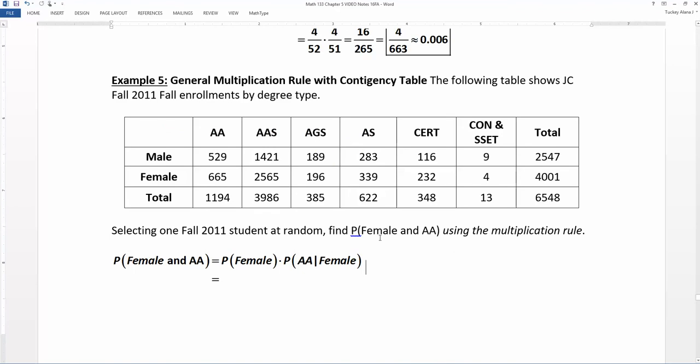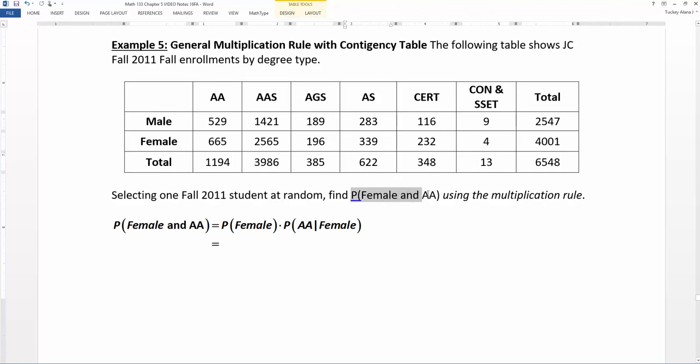Let's apply the same logic to a contingency table problem now. Same problem we've seen before with our associative arts and female. We want to find the probability that when we select one student in the fall, just a single student, that student is both female and AA, using the multiplication rule now. We actually learned this back in section 5.1 or 5.2, but we're going to see it again. So I want the probability of female and associative arts. Well, that's the probability of female times the probability of AA, given that you already know that first draw was a female.